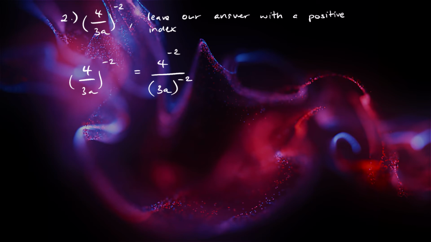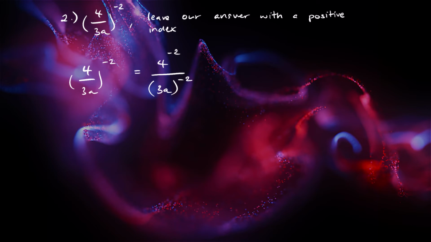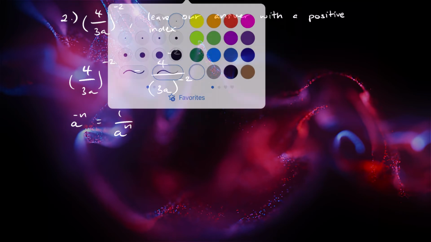Now, we need to make sure that we're leaving our answers with positive indexes. One way that we can do that is, if you recall, the rule that says a to the power of -n is the same as 1 over a to the power of n. So this is one way that we can make a negative exponent positive. Let's apply this to both the numerator and the denominator, and then we'll see what simplifies out.